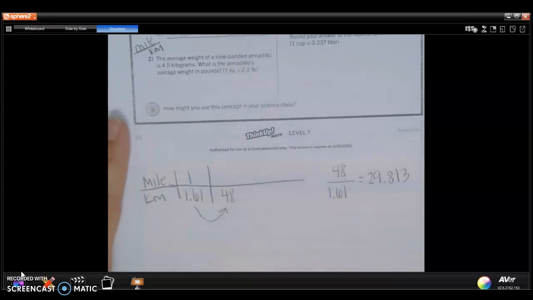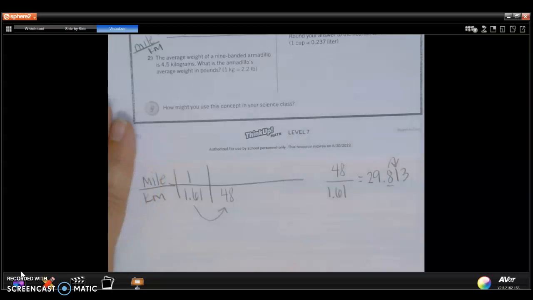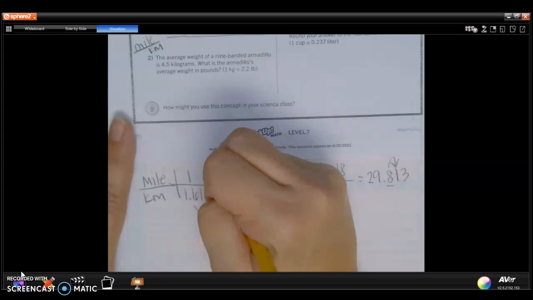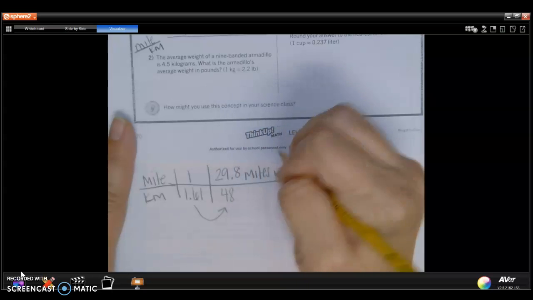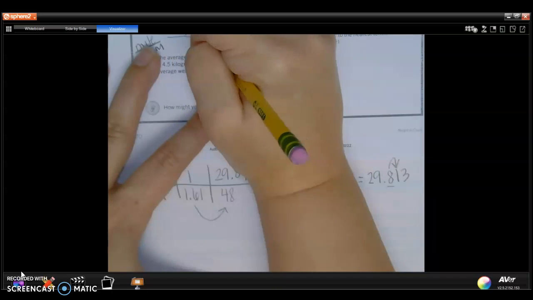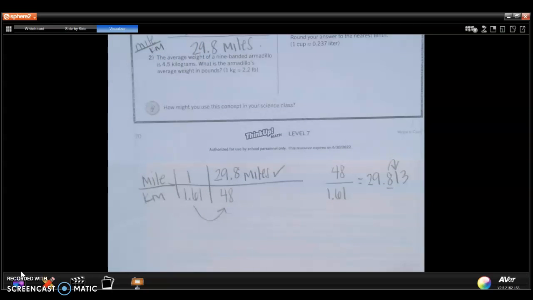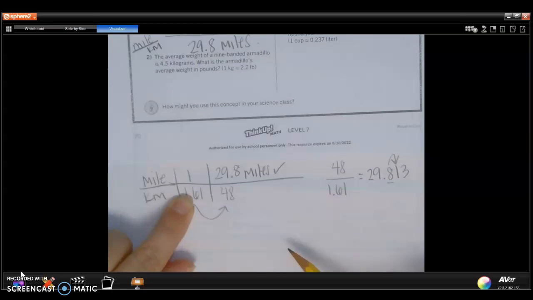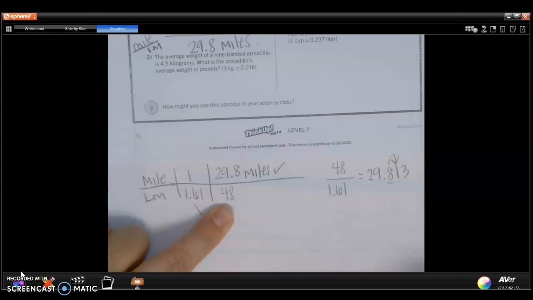Well, it told me that I needed to round to the nearest tenth. Well, the tenth is the first place after my decimal. If I look at the number behind it, that's a 1, which means that my tenths place can stay the same. So that would be 29.8 miles. Okay, so I'm going to write that up here, 29.8 miles. So I use this unit right here in order to determine how many miles were in 48 kilometers.